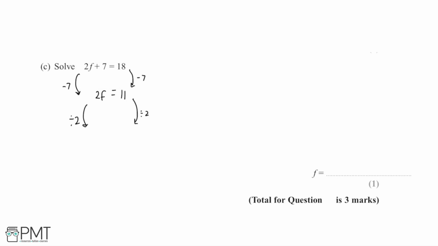So 2f divided by 2 gives me f, and 11 divided by 2 is just going to give me 11 over 2. So f is going to be equal to 11 over 2, or 5.5, to get me the mark here.